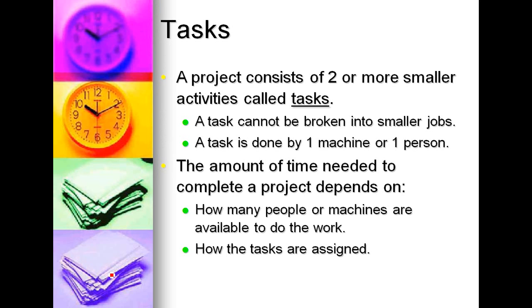And the amount of time that it takes to complete a project depends on how many people or machines are available to do the work, and also how you assign these tasks to be done. So let's say that you're cleaning your house. If you're cleaning your house all by yourself, it's going to take longer than if you have a crew of people helping you. And you're able to assign someone to scrub the bathtub while you vacuum. Because obviously you can't do both of those at the same time if you're cleaning the house by yourself. So the house will get cleaner faster.